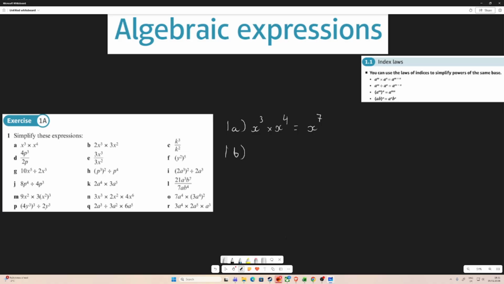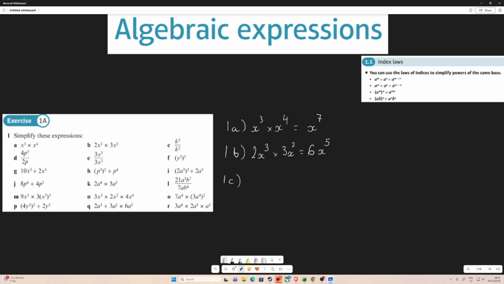1b, slightly more challenging. It's 2x cubed times 3x squared. Well, we have to multiply the coefficients, so that will be 6, and now add the indices. So x cubed times x squared is just x to the power of 5.